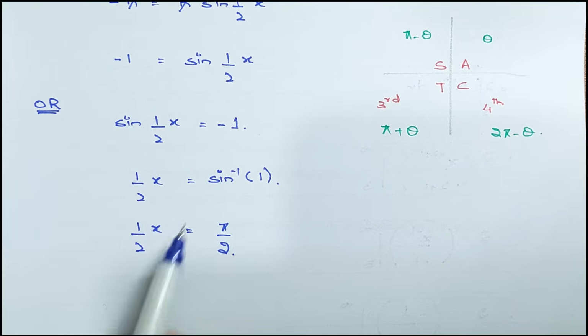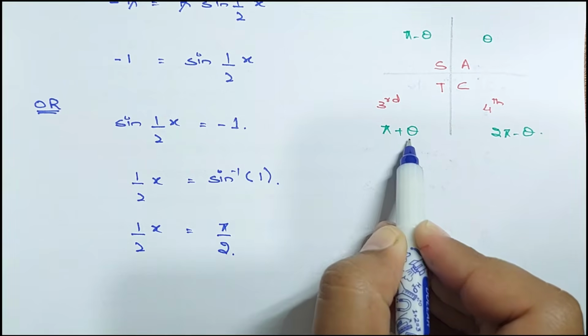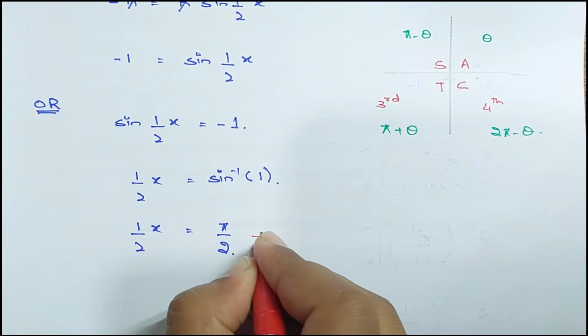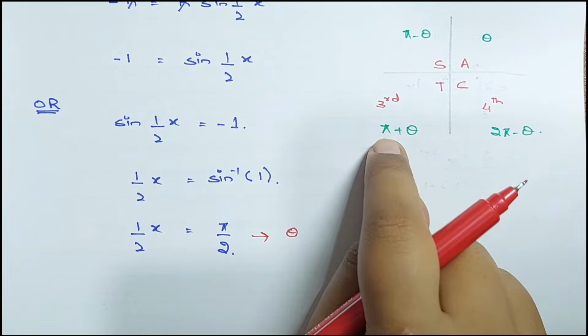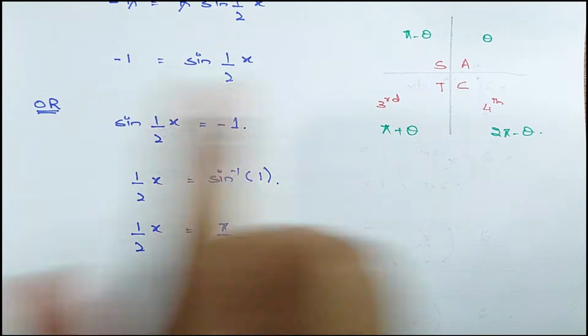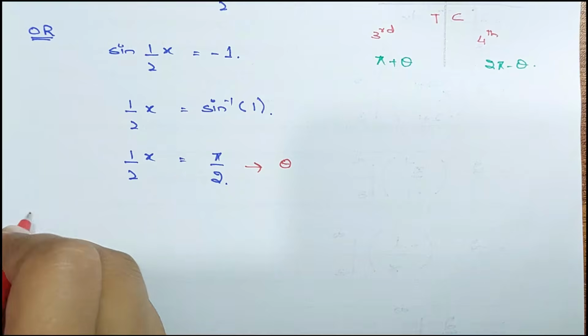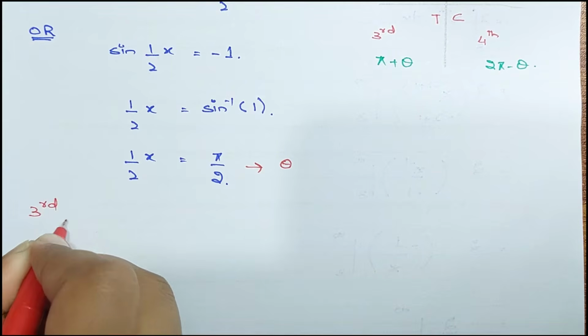Okay, so this value is pi by 2. Now this is represented as theta, right? This value is represented as theta. Alright, now we have to apply pi plus theta and 2 pi minus theta. So for the third quadrant, we can say sine is negative in the third quadrant.